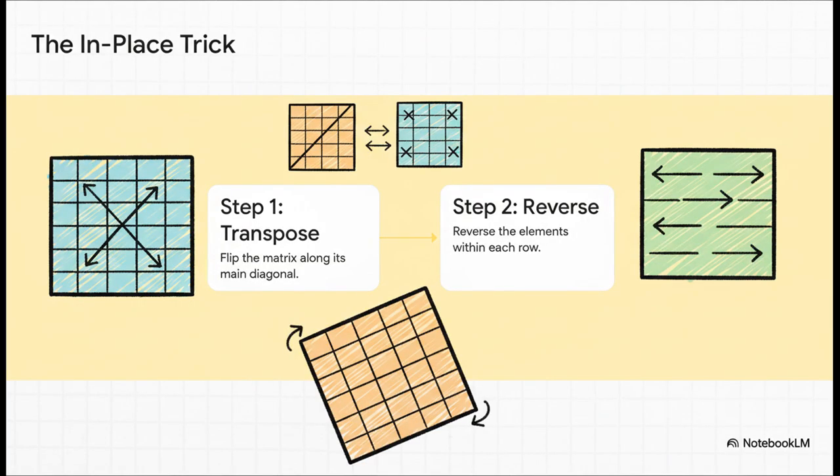And for square matrices, this is key. There's this absolutely brilliant trick to do it in place without needing a whole new matrix. It's just 2 steps. First, you transpose it. That means you just flip it along its main diagonal, so every element at ij swaps with the one at ji. Then, you just go through and reverse every single row. Boom! That's it. A perfect 90-degree rotation.